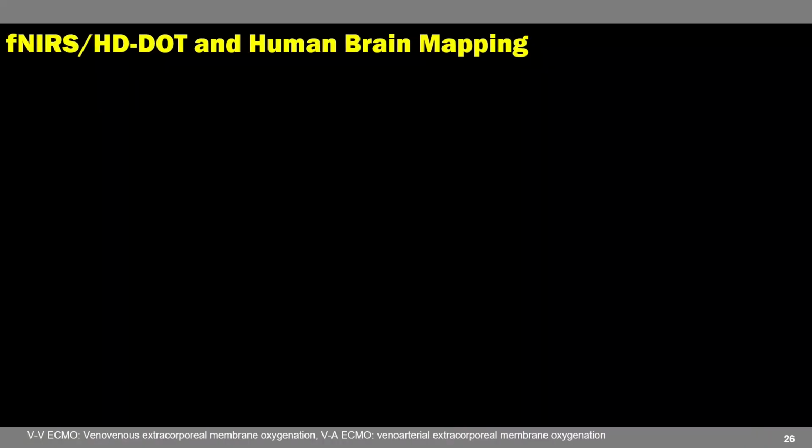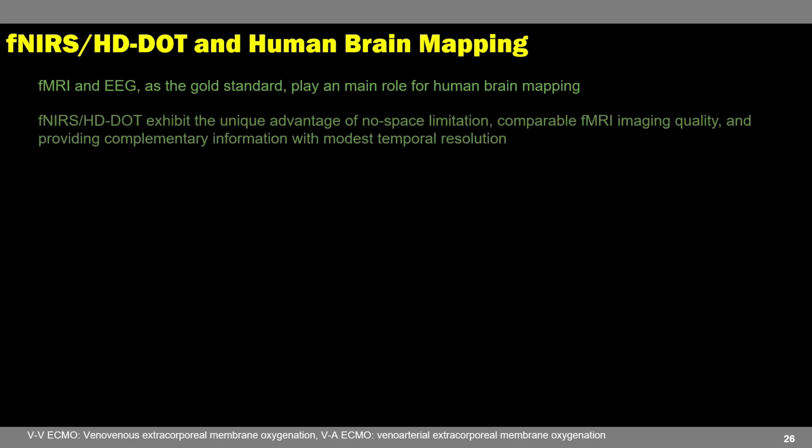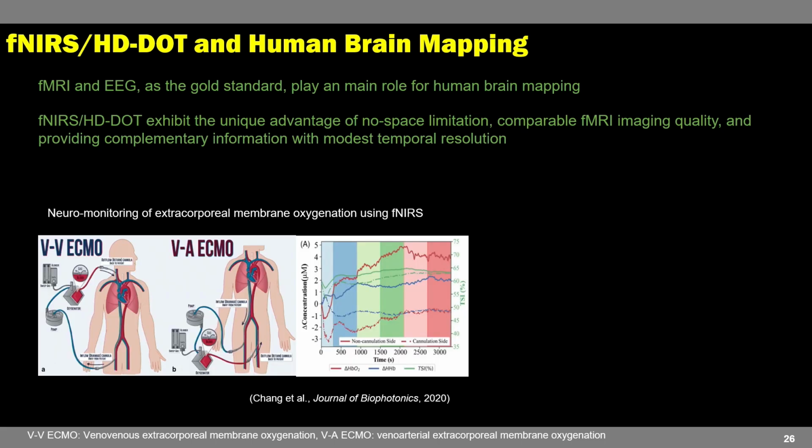So this part is about whether fNIRS contributes to human brain mapping or not, and how much we can contribute. As we know, EEG and fMRI we always consider the gold standard for brain mapping. But fNIRS actually also plays a very unique advantage, specifically in having no space limitation, comparable fMRI image quality, and providing other brain information for temporal resolution.